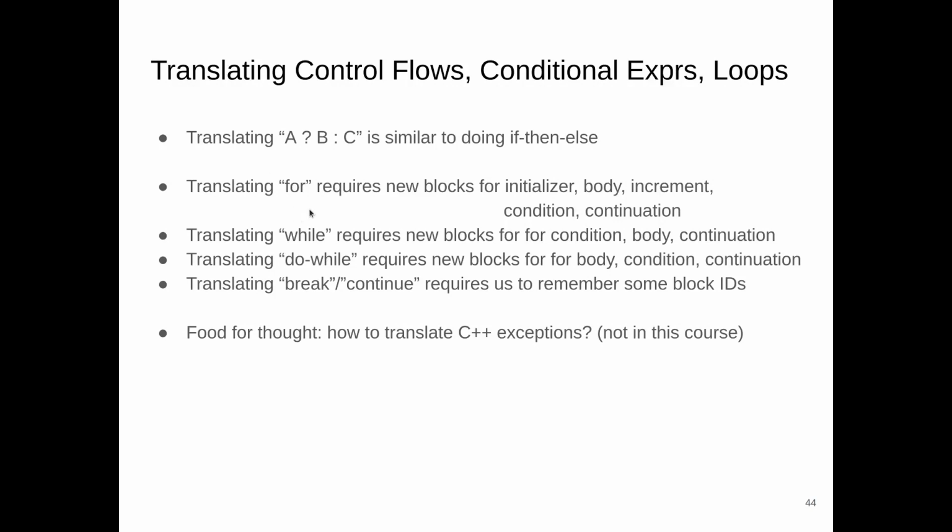Translations for for loops or while loops or do while loops are very similar. You need to create new blocks basically. Instead of creating blocks for then branches and else branches, you need to create, for example, blocks for initializers in for, body, increment, and condition. You also have to create a block for continuation that is meant to be the block that will be executed after this for loop. On the other hand, a while loop should create new blocks for conditions and the body and the continuation, and similarly for do while as well.